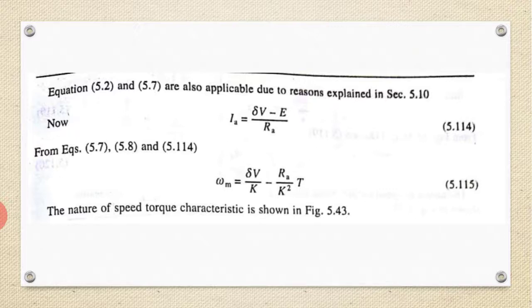With the help of this equation, it shows the relation between the armature current and the duty ratio, and similarly the speed and the duty ratio, so the torque-speed characteristics are plotted with the help of this equation.